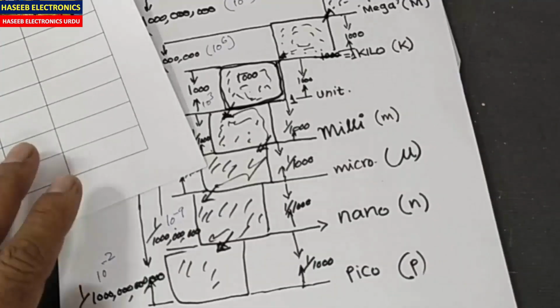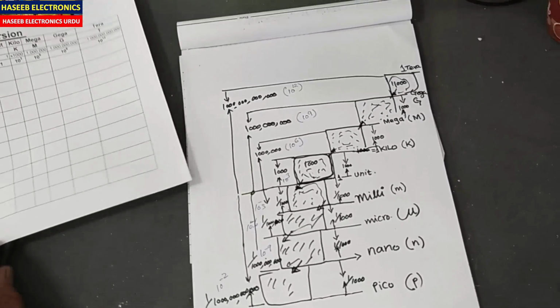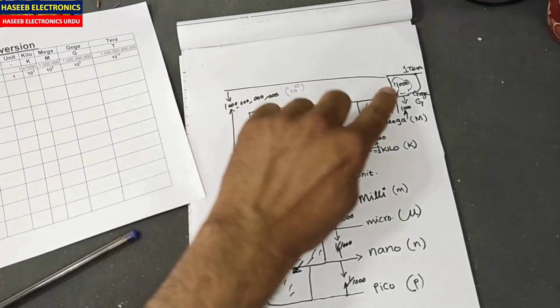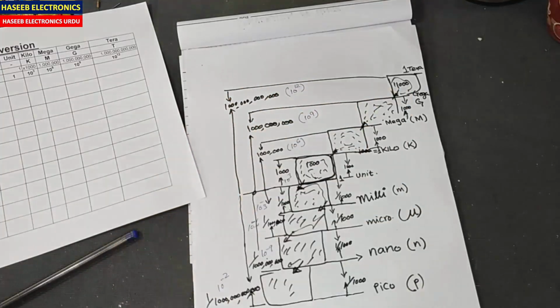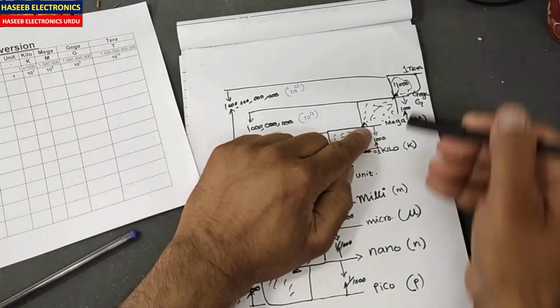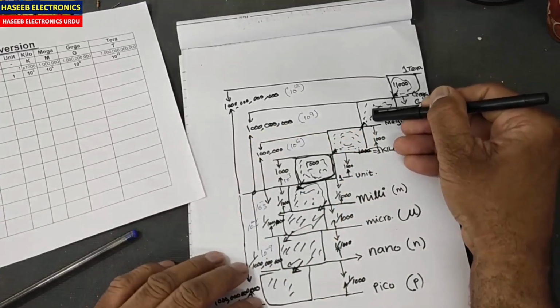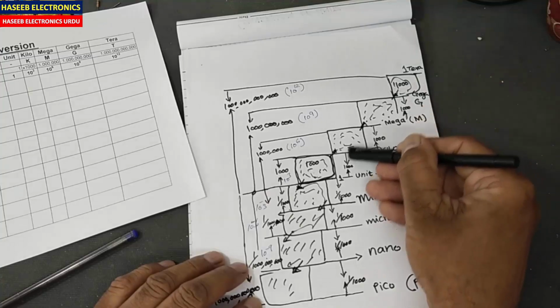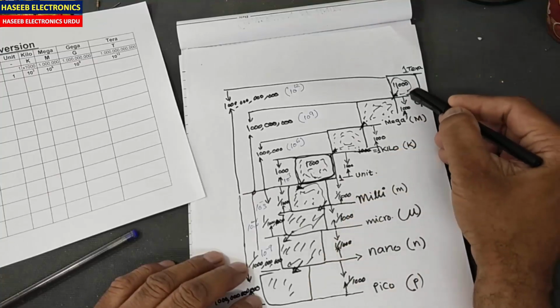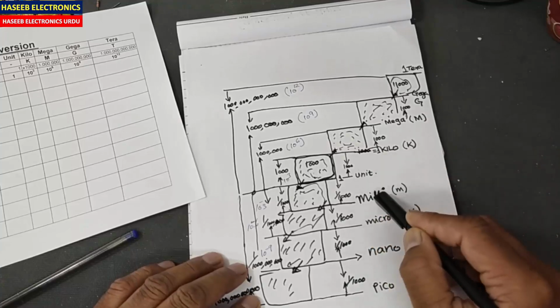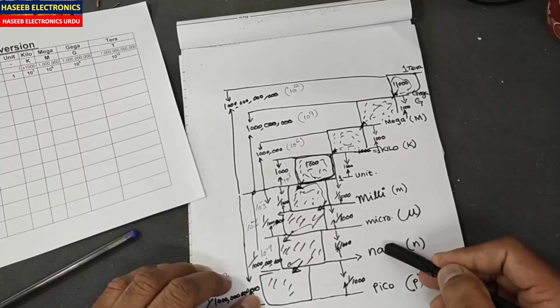Now if we have some value, how can we calculate? Let's see this example. If we have 1 tera, that is 1 giga, when we want to convert from upper side to lower side: giga, mega, kilo, unit, milli, micro, nano, pico.